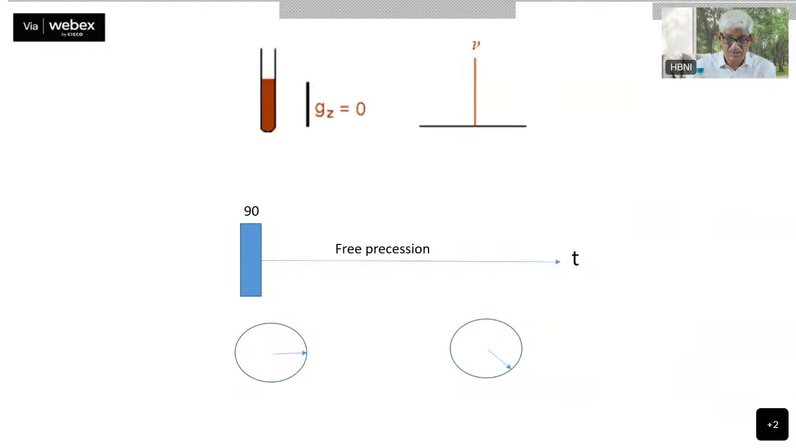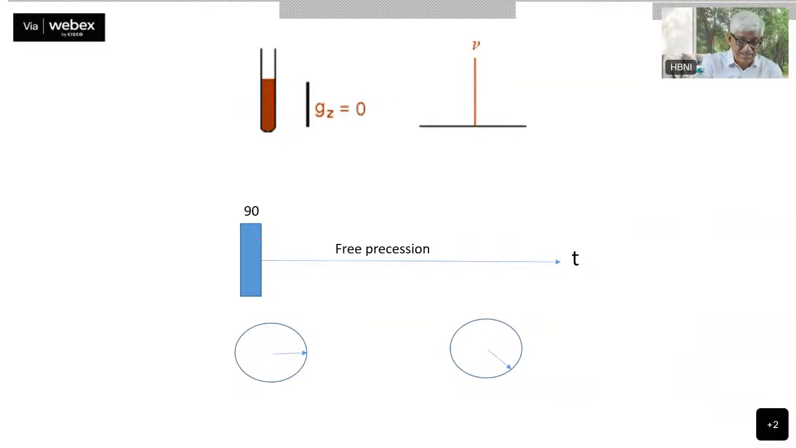Yes, so here it is. Typically you have a sample like this: the tube and your solution. You record a spectrum of this, and you will get one line, which is the particular frequency. We have not applied any gradient here. There is no gradient. What does the gradient do?